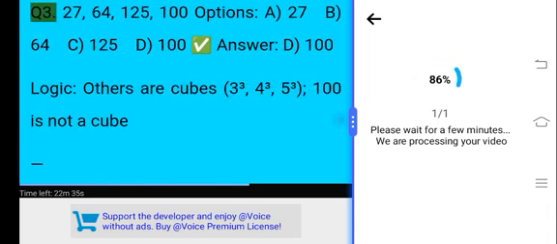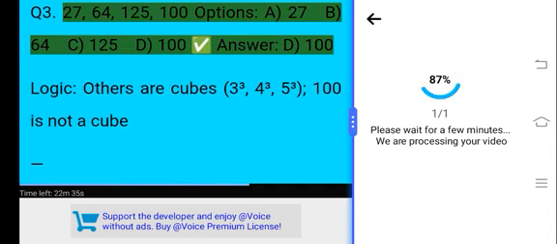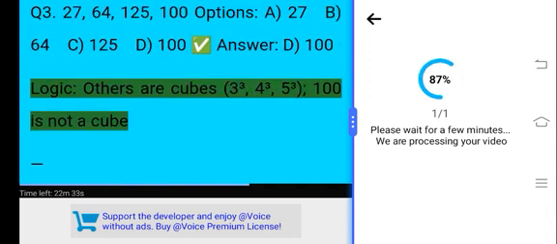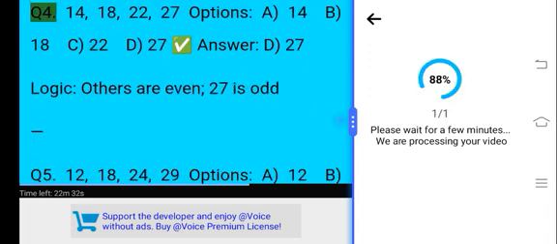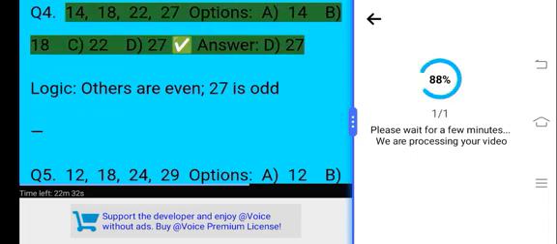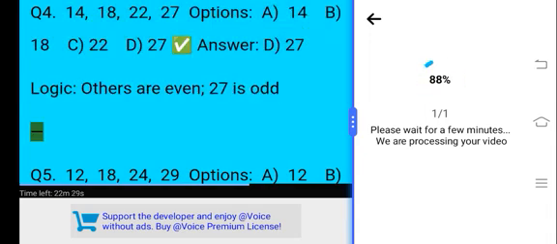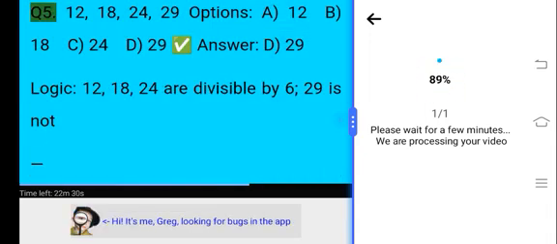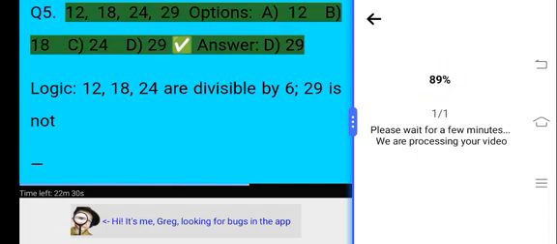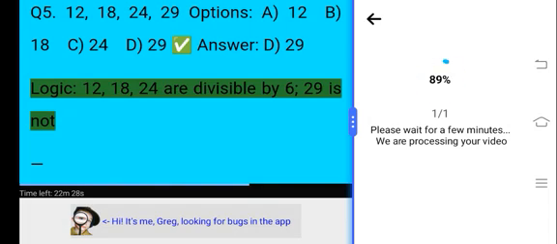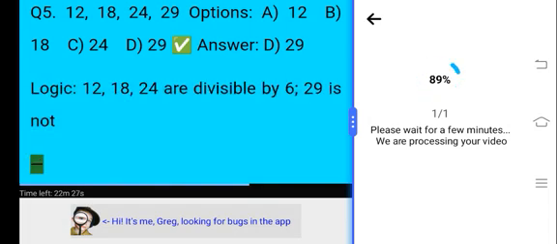Q3. 27, 64, 125, 100. Options: A, 27; B, 64; C, 125; D, 100. Answer: D, 100. Logic: others are cubes, 3 cubed, 4 cubed, 5 cubed. 100 is not a cube. Q4. 14, 18, 22, 27. Options: A, 14; B, 18; C, 22; D, 27. Answer: D, 27. Logic: others are even, 27 is odd. Q5. 12, 18, 24, 29. Options: A, 12; B, 18; C, 24; D, 29. Answer: D, 29. Logic: 12, 18, 24 are divisible by 6, 29 is not.